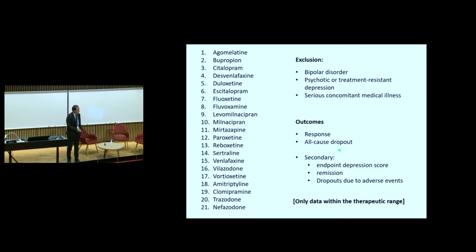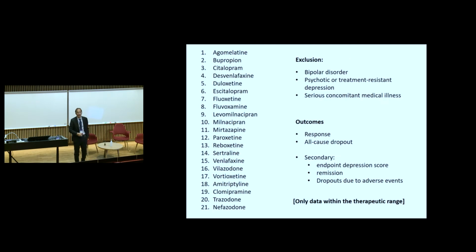For secondary outcomes, we also look at change in depressive symptoms, remission rate, and dropout rates due to adverse events. All these are acute treatments, so we use 8-week data, but we allowed a range between 4 and 16 weeks. So if the study lasted 12 weeks, we contacted the companies to get the 8-week data. If we didn't get the 8-week data, we used anything closer to this time point. And because it's a clinically informative research project, we look at drugs within the therapeutic range, so we excluded doses below and above the range.